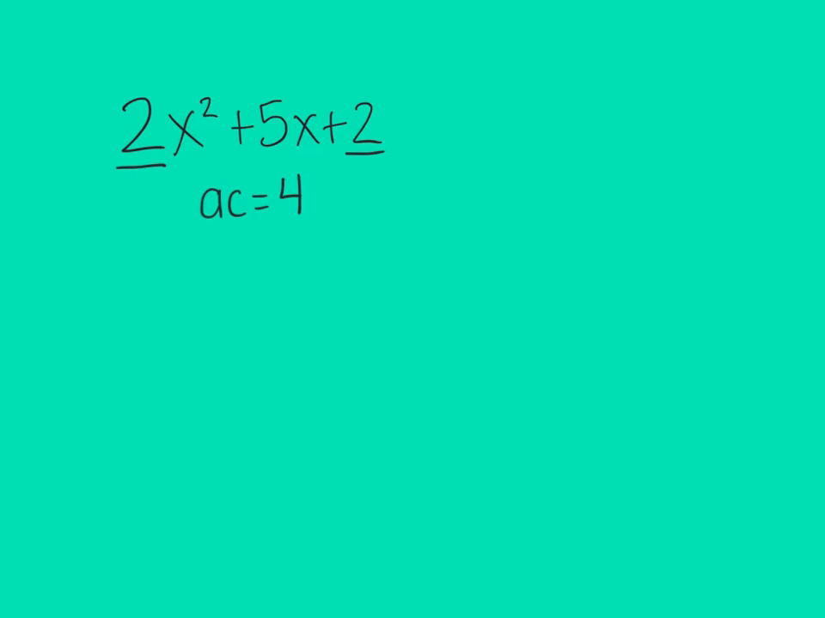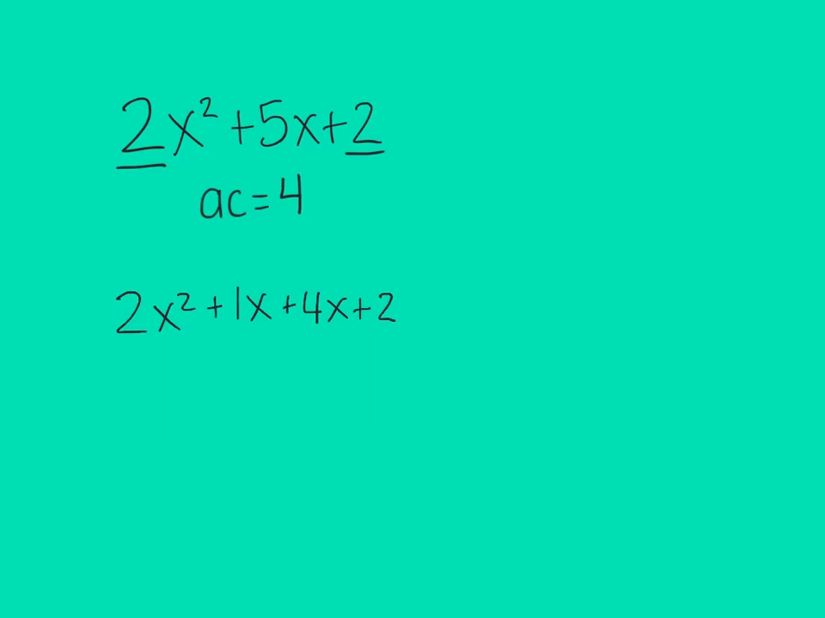So I'm thinking of numbers that multiply to 4 and add to 5. So I'm going to start off with 1. 1 times 4 is 4. Now I'll check to see if those add to 5. 1 plus 4, yeah, that equals 5. So I'm going to rewrite this 5x. I'm going to split it up into 1x and 4x like this. Then, so that was the third step.